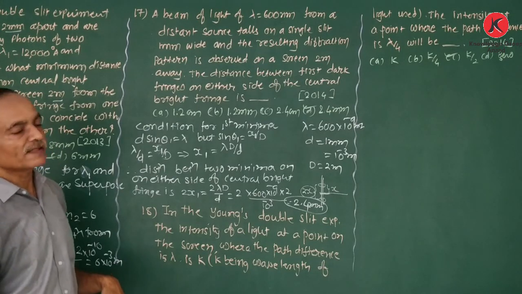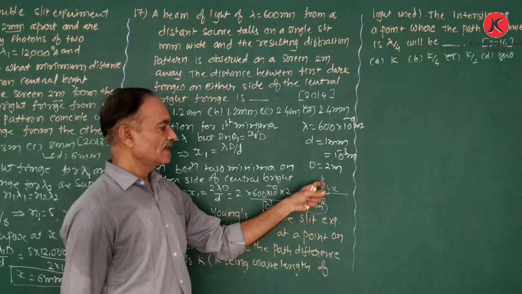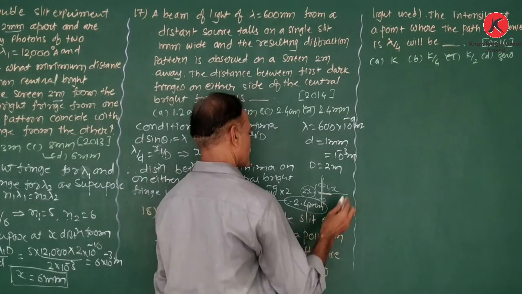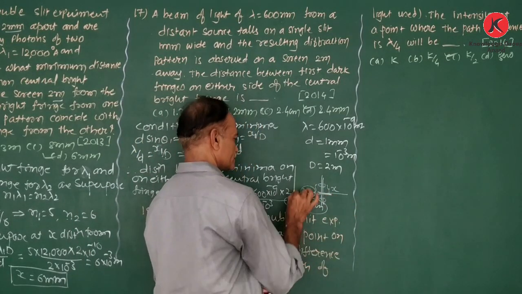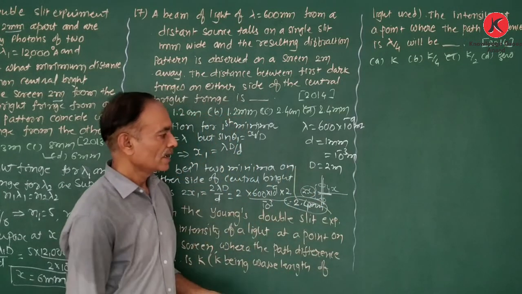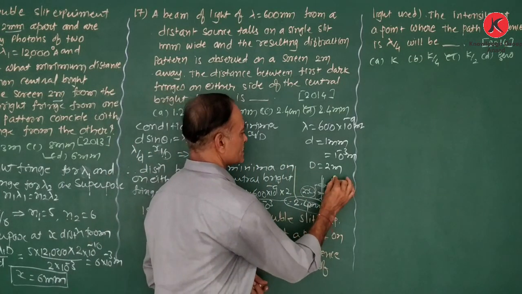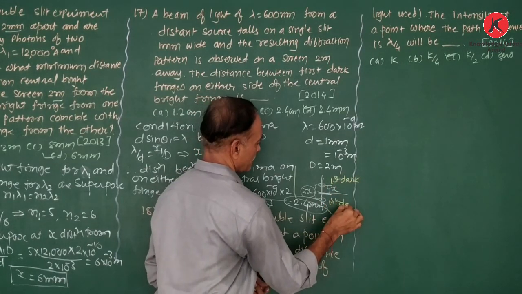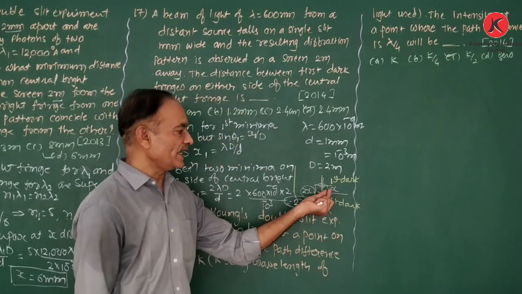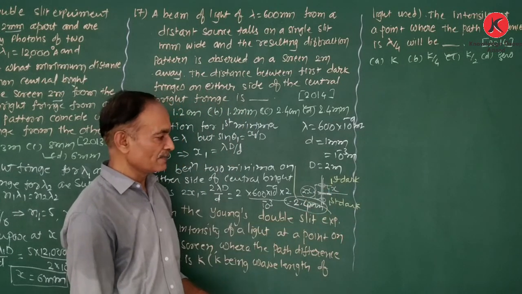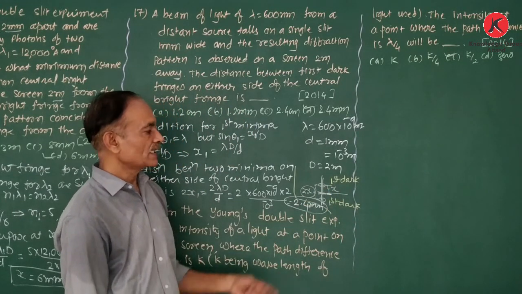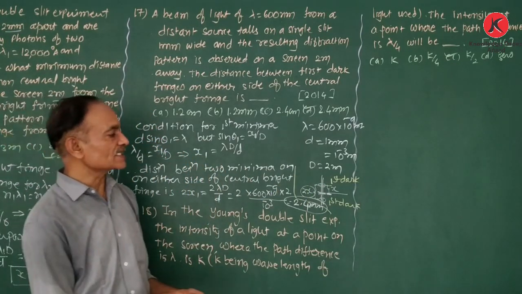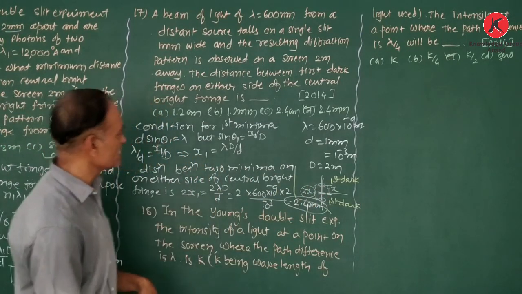What is the distance between the first dark fringes on either side of the central band? So there is the first minima, first dark fringe, and there is also another first dark fringe. The first dark fringe is obtained at x distance from the central maximum. Therefore, we need the distance between the two first dark fringes on either side of the central maximum.